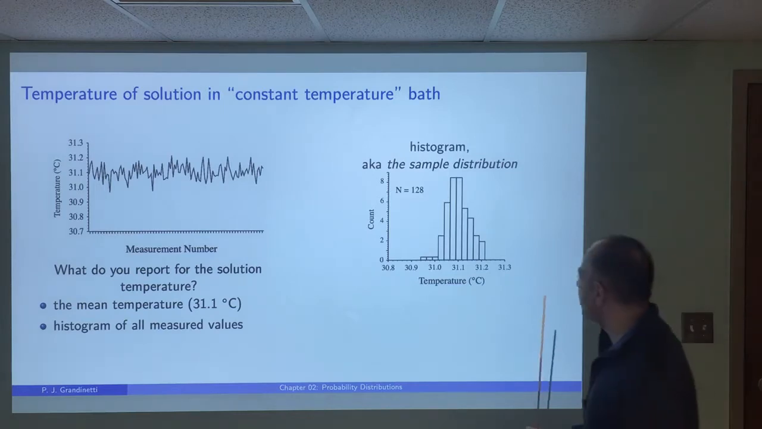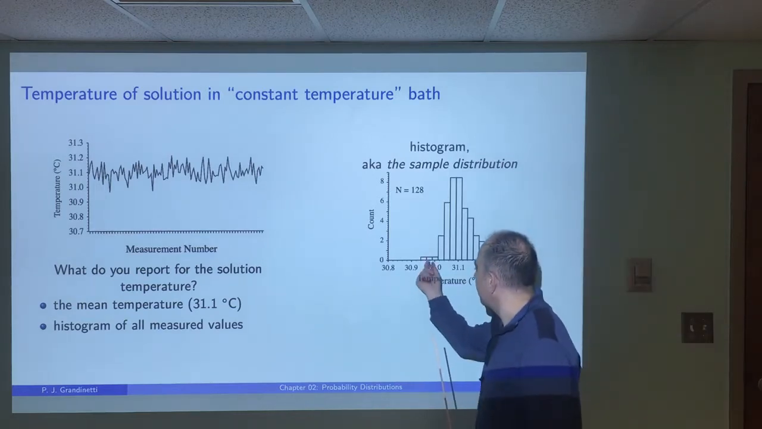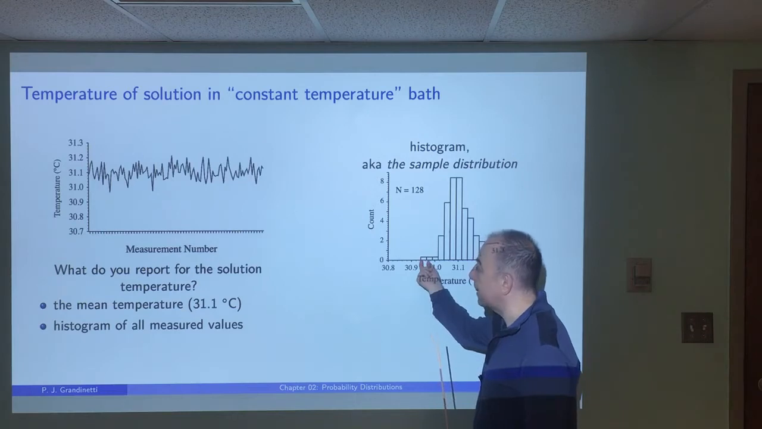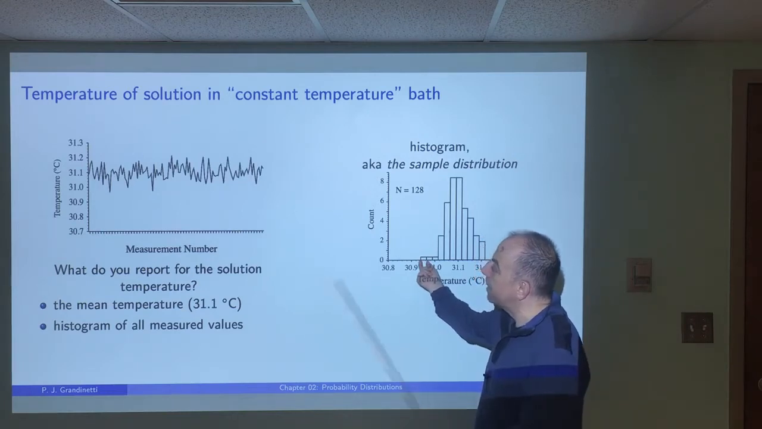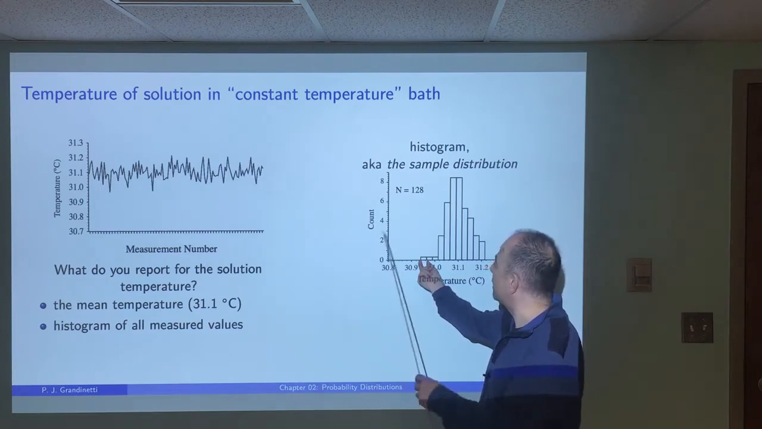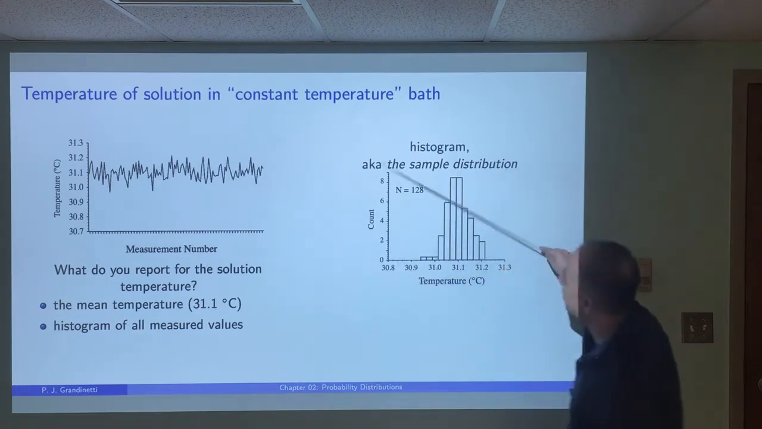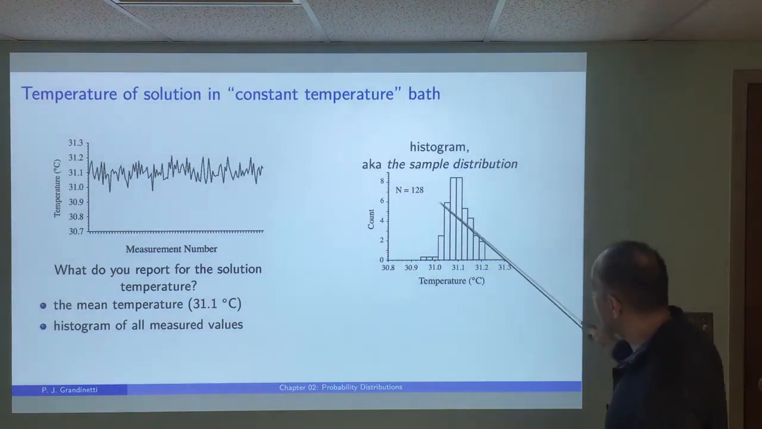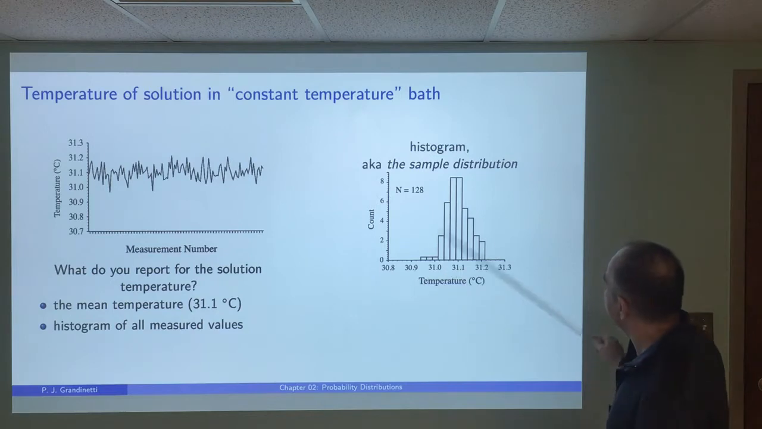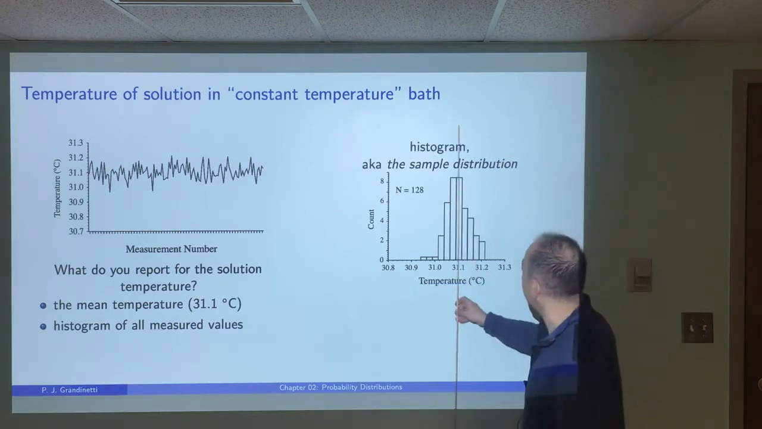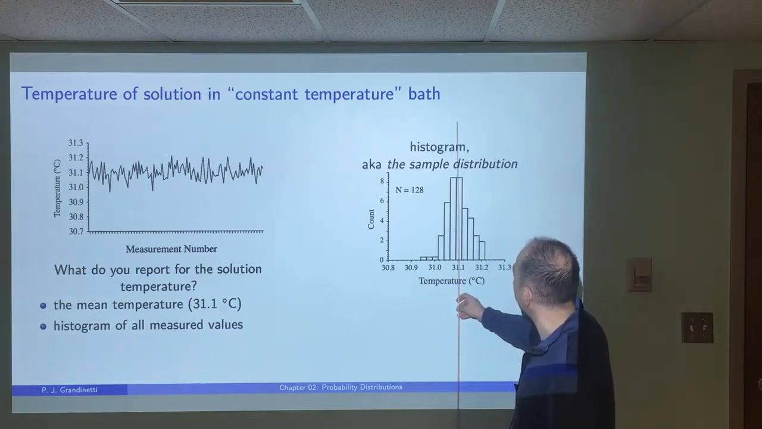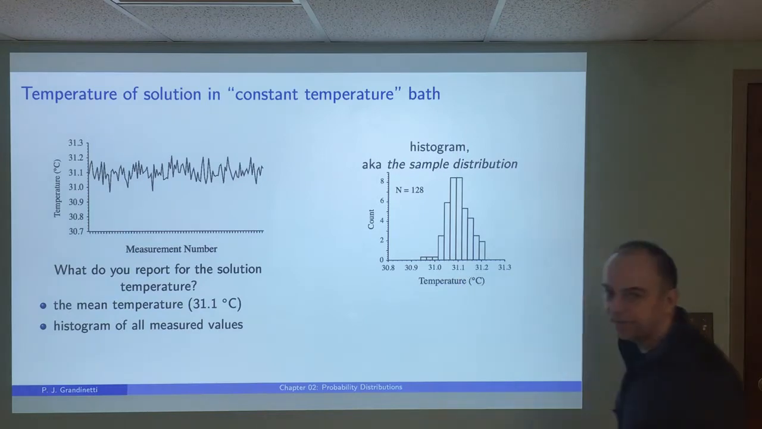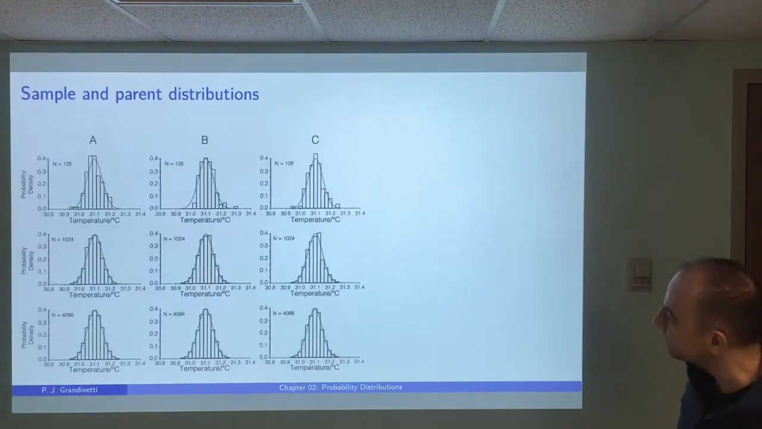The way you do that is that for a given temperature, you make a bin width centered on that temperature, and any time a temperature falls in that bin width of temperatures, you add to the count. Then you plot the count as a function of all those bin centers, and this gives you what's called a histogram. In this case, we did 128 measurements, and this is what the histogram looks like. You can see the value is about 31.1, and it has a width of about 0.2 degrees.